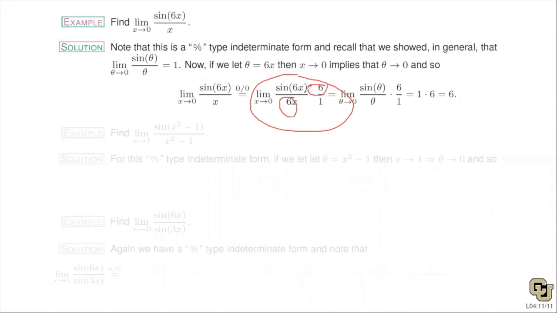Let me multiply by 6. And now this limit just goes to 1. And you can evaluate the limit, get rid of the limit. Okay, this next one, it's the same thing.